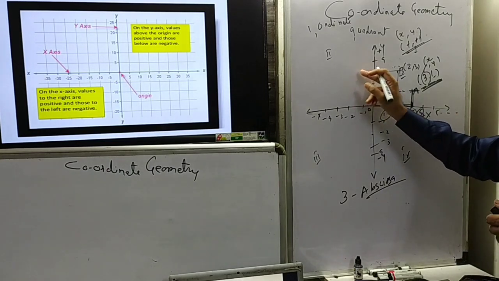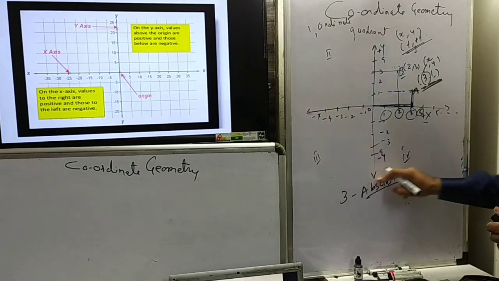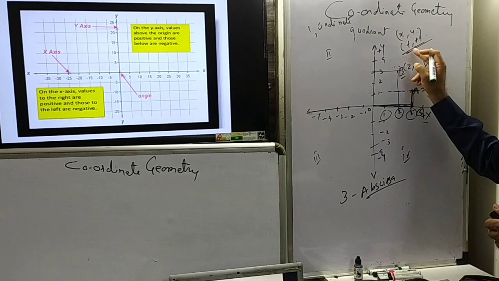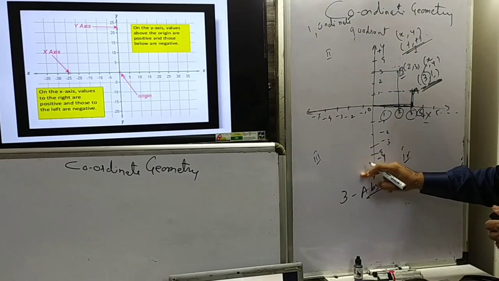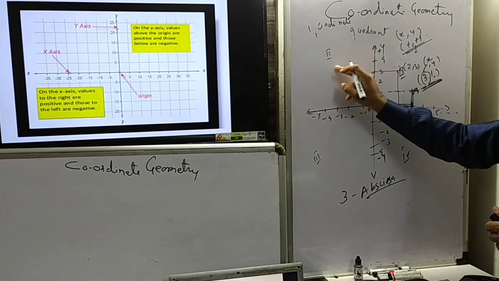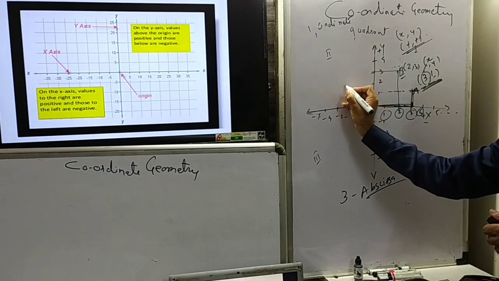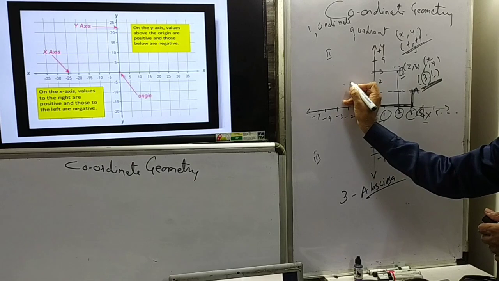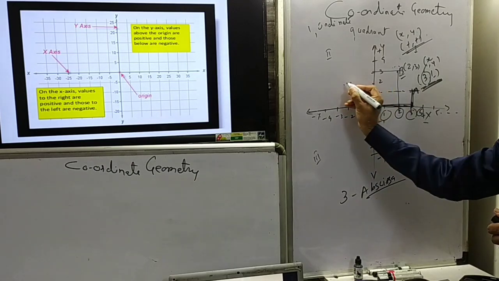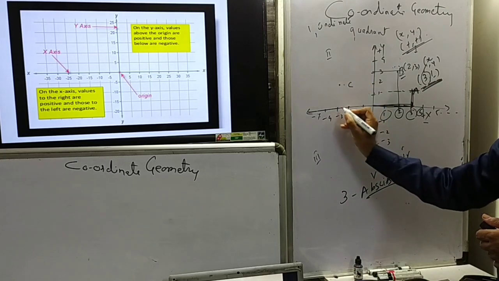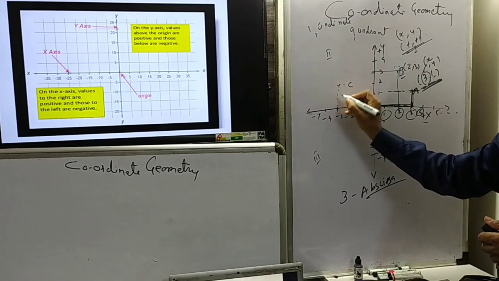Suppose we take the second quadrant. These quadrants are numbered in the anti-clockwise direction, not in the clockwise direction. Suppose we have taken this point C, then it is on the x-axis.